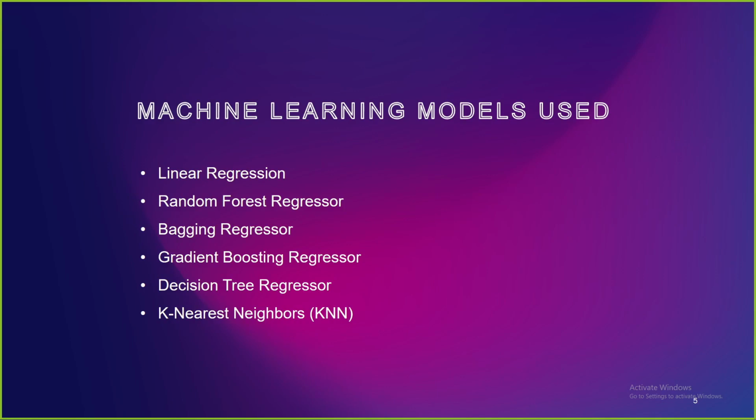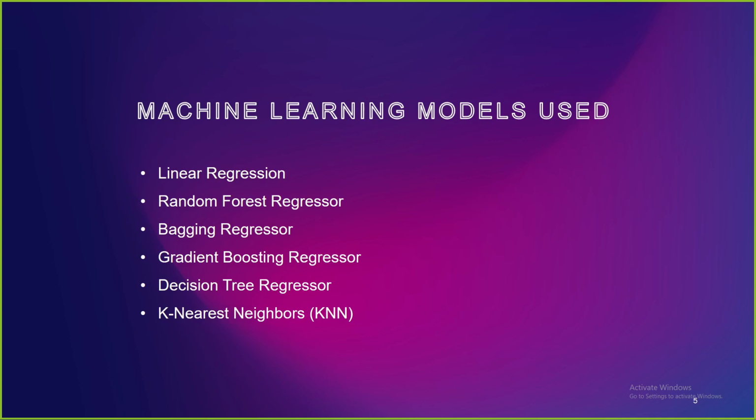Now let's move on to the models we used for predicting car prices. We experimented with six different machine learning models. Number one, linear regression, a simple but powerful model often used as a baseline. Number two, random forest regressor, a robust ensemble method that can handle complex datasets as well. Number three, bagging regressor, another ensemble technique that reduces variance and overfitting.